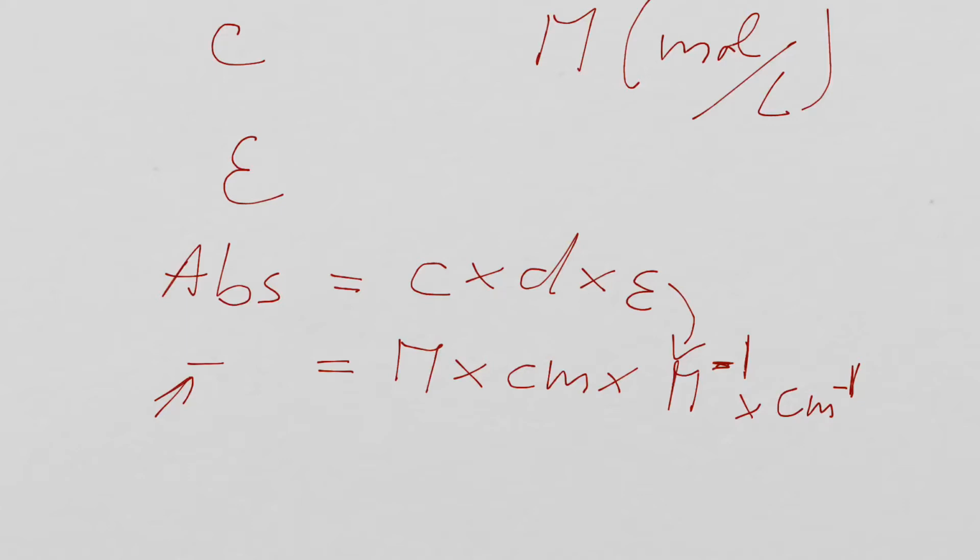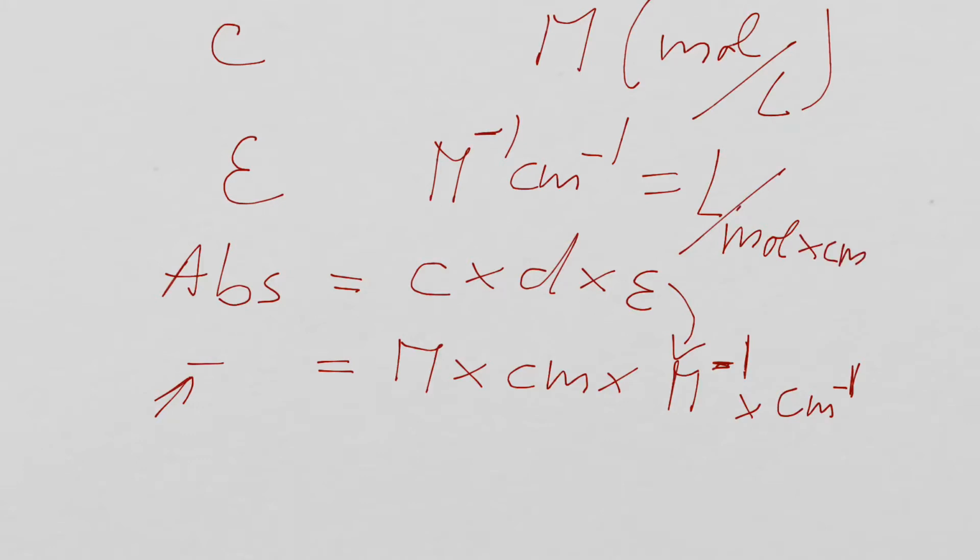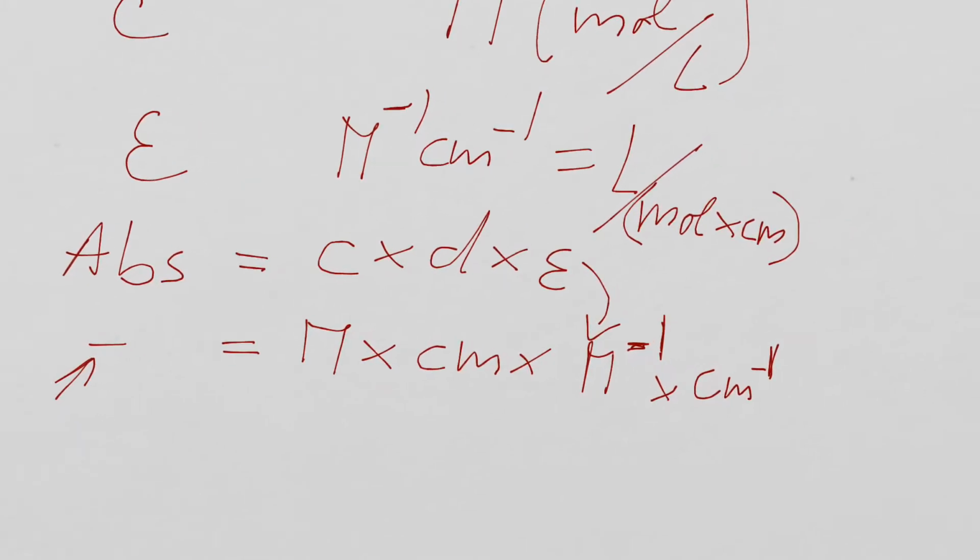So what we can say now is the unit for our epsilon is molar to the -1, centimeter to the -1, which is the same as liter per mole and centimeter. So some people write it that way. Some people write it with exponents to the power of -1. But both things are exactly the same. Are you happy with that? Yeah?